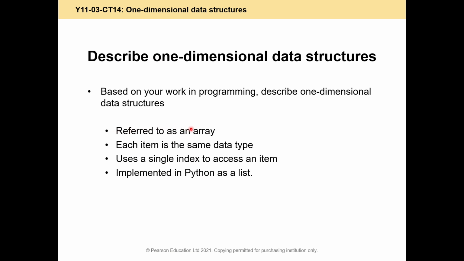So one-dimensional data structure is a list or an array. Every item in the list is the same data type. We just have one index to be able to access it. Remember, the index is the value inside the square bracket. And in Python, we use a list to implement an array.